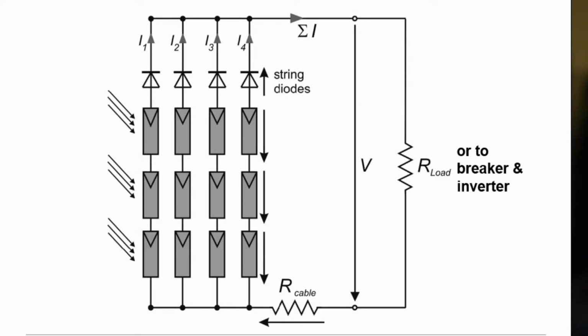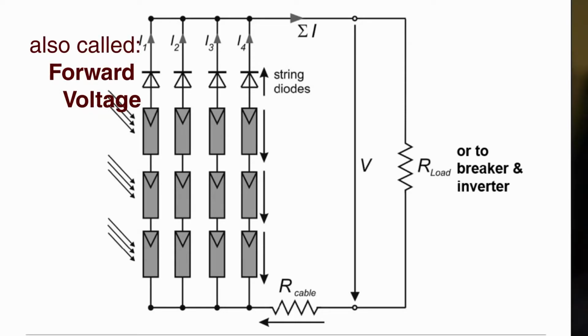Nowadays, for cost reasons, mostly fuses are used and no longer string diodes, because you have to remember that you always have a breakthrough voltage of a diode here, which you have to consider in your losses.